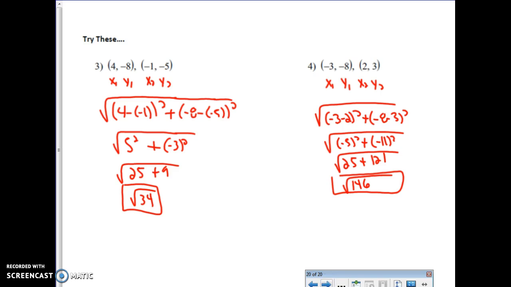And for the first one, I got the square root of 34. I just plugged it into this formula, x1 minus x2 squared plus y1 minus y2 squared, taking the square root of all that. So I'm taking the difference of the x's. I get 5 squared. Negative 8 minus negative 5 is negative 3 squared. So I got 25 plus 9 gets me square root of 34. And then for number 4, I got the square root of 146.